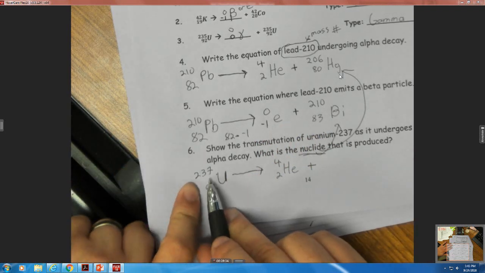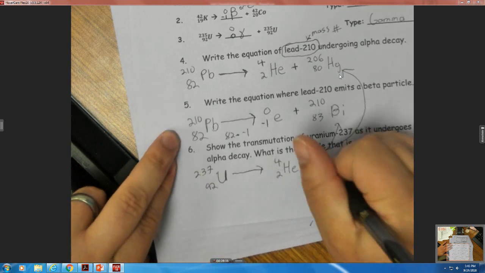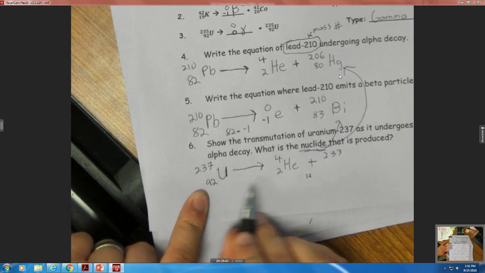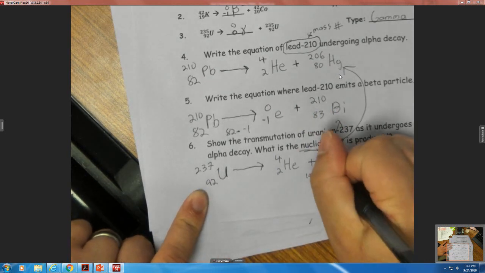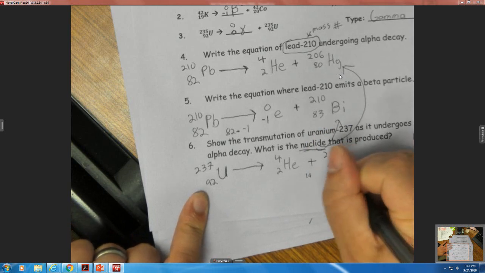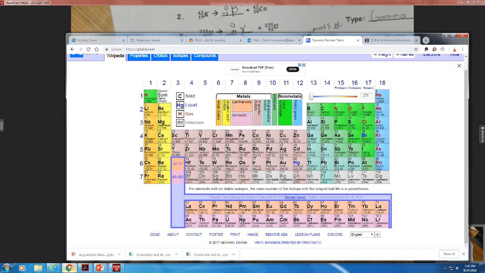So again, to do this, you're just going to subtract your mass number first. 237 minus 4 is 233. Your atomic number, 92 minus 2, is going to be 90. And what's my nuclide going to be? Well, I use my new atomic number to look that up on the periodic table. Like we said, it always goes down by 2 with an alpha decay, so my new element's going to be thorium.